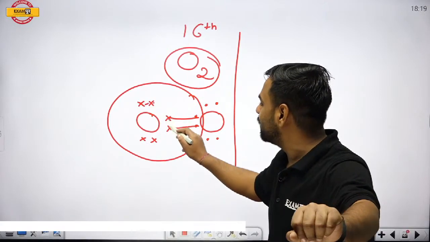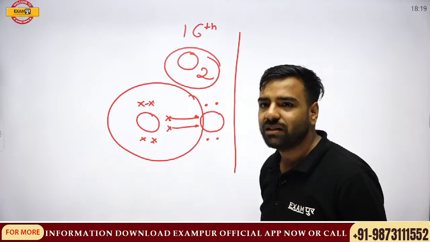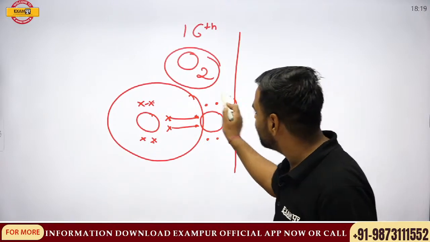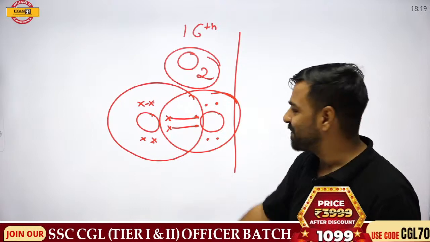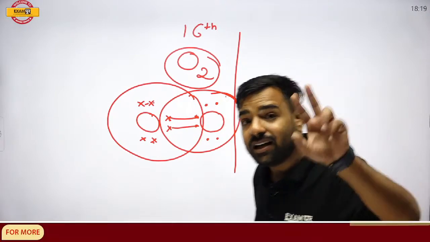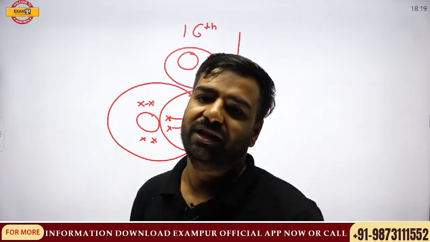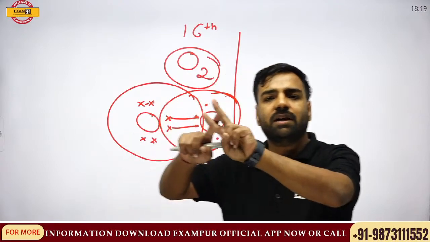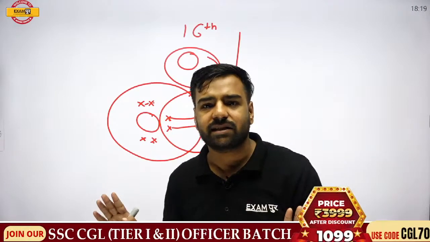So 1, 2, 3, 4, 5, 6, 7, 8. This oxygen is happy. Now what about this oxygen? Just have a look. How many electrons are there? 1, 2, 3, 4, 5, 6, 7, 8. So both of them are happy. Here we are talking about double covalent bond. So I guess this is clear. Double, triple, single. I guess this is clear, everyone.